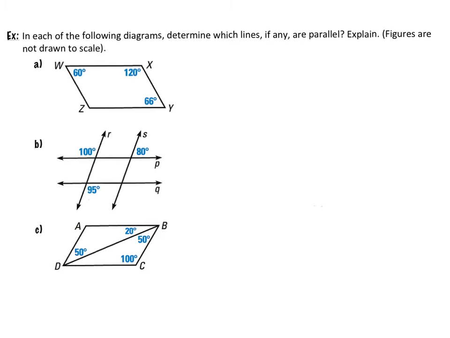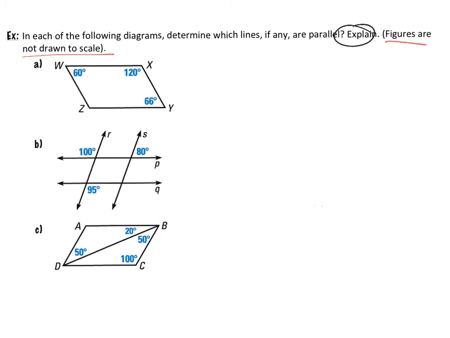Now we get to use all of our theorems. We have to explain which lines, if any, are parallel, and we can't just get out a protractor. We can't assume that if they look parallel, they are, because we're told that the figures are not to scale. Not that they might not be drawn to scale, but that they're actually not.